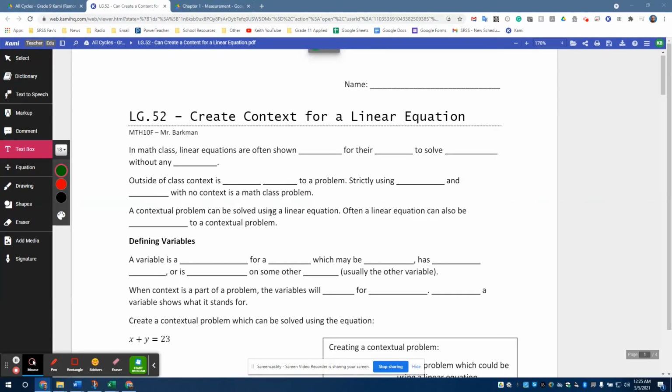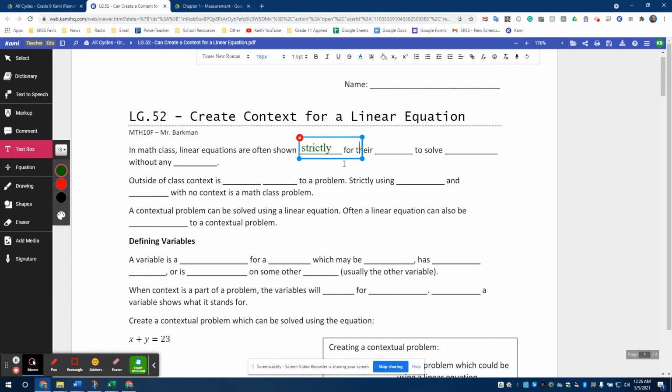So in learning goal 52, we're going to be taking a look at creating context for a linear equation. This really comes into play when we are given a linear equation and we want to come up with some sort of way of describing it. Often we're going to go backwards, and we're going to take a look at that next time. But for this one, we're going to go through just creating some context, coming up with some questions that we may have.